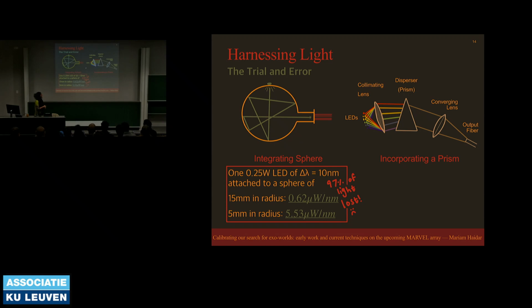And so the idea was you would have different LEDs that would cover the whole spectrum, and you would collimate their light onto a prism or a dispersive medium, and inversely disperse them so that you can converge them using a second lens onto an output fiber. So that's the idea here.